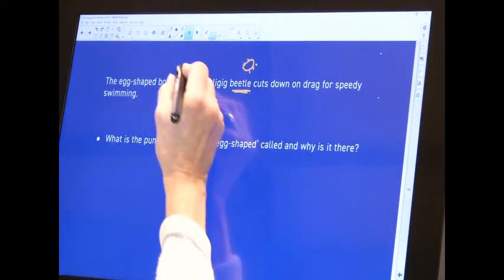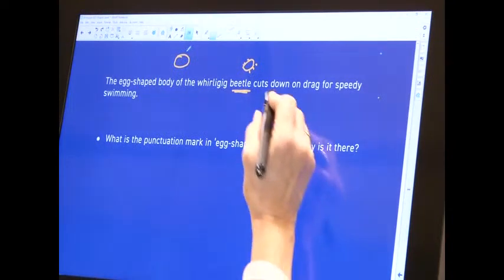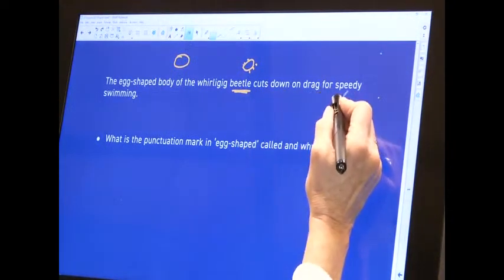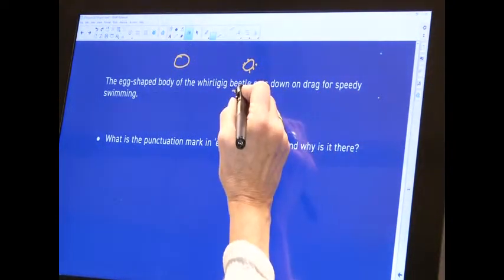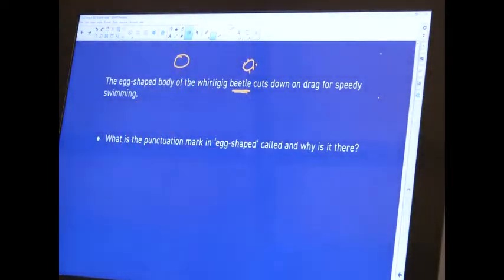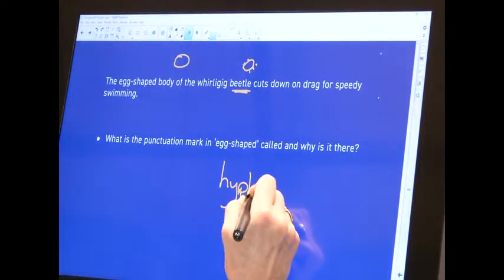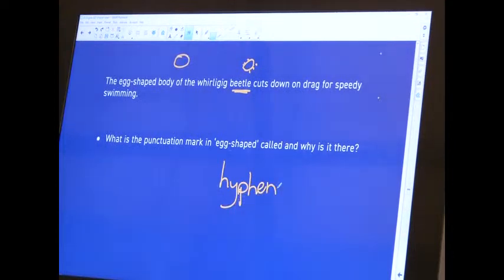He has an egg-shaped body. Well, that's easy. You just draw an egg. And we're told that it cuts down on drag for speedy swimming. So this is a beetle that's going to be swimming, and he's got an egg-shaped body. Lovely. Look at the question. Right. It is important that you get the name right. You need to learn it. This is the hyphen. And why is it there?